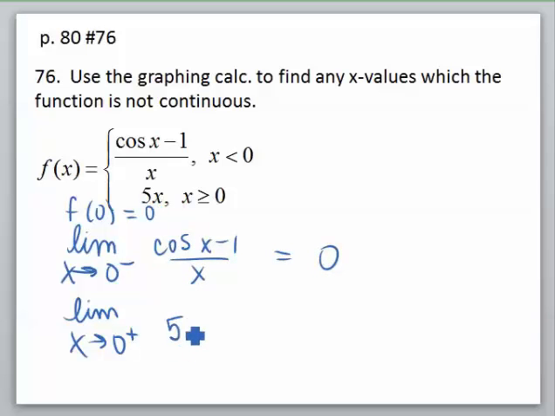And the other one is 5x. So by substitution method, I have 5 times 0, which is 0. So since all three of these are equal to 0, there are no values at which it's discontinuous. Therefore, it's continuous on all x.